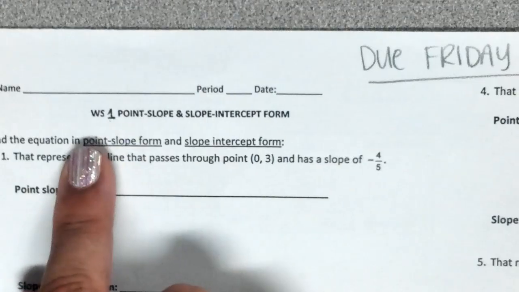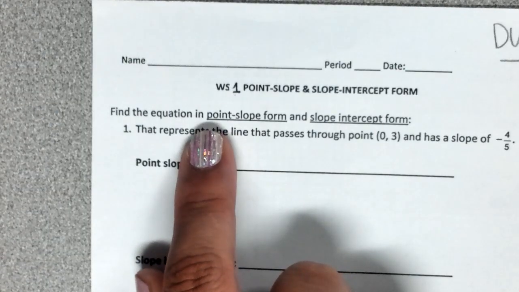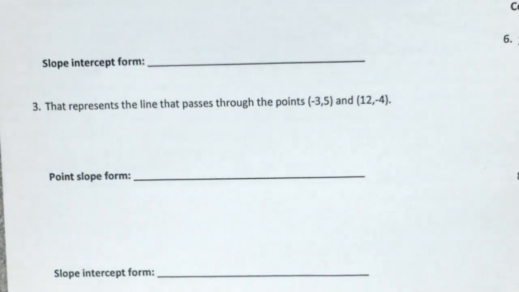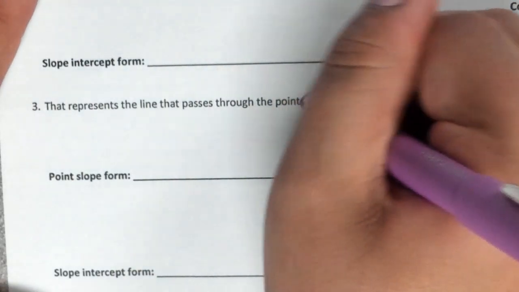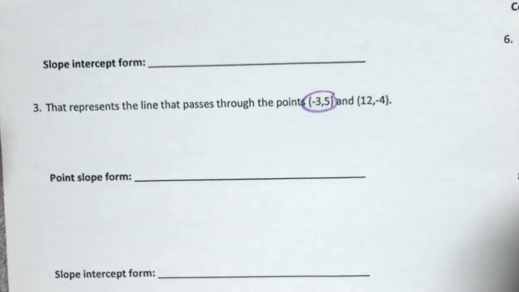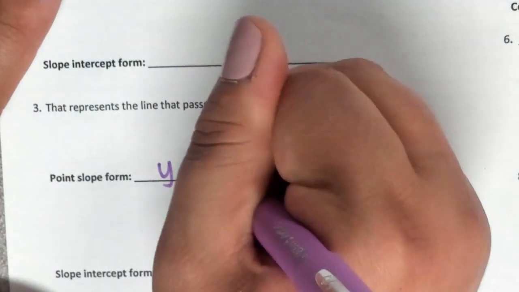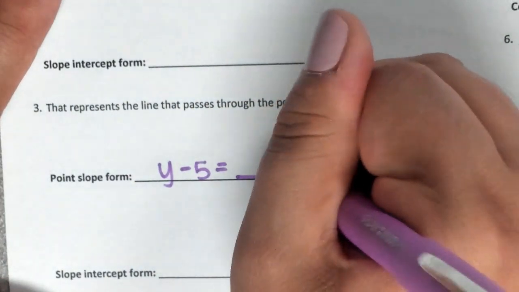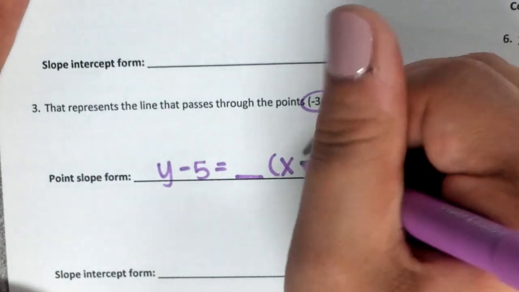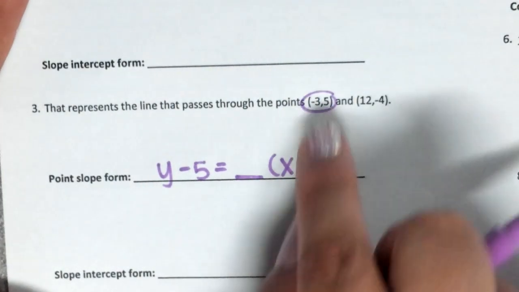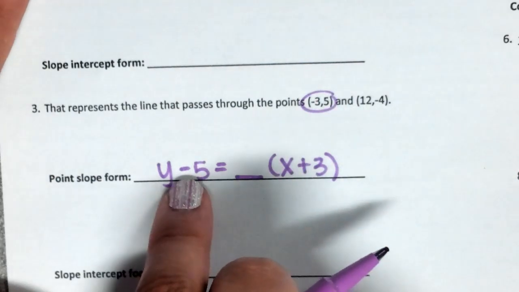Okay? So, number 3. I'm going to read the instructions at the top. It says, find the equation in point-slope form and slope-intercept form that represents the line that passes through these 2 points. Which point do y'all want to use? It does not matter. First one. I like using the smaller numbers because they just give me smaller numbers. So I'm going to do y minus 5 equals something times x plus 3. Because remember, you do the opposite. It's negative 3, it'll be positive 3. It's positive 5, it'll be negative 5.